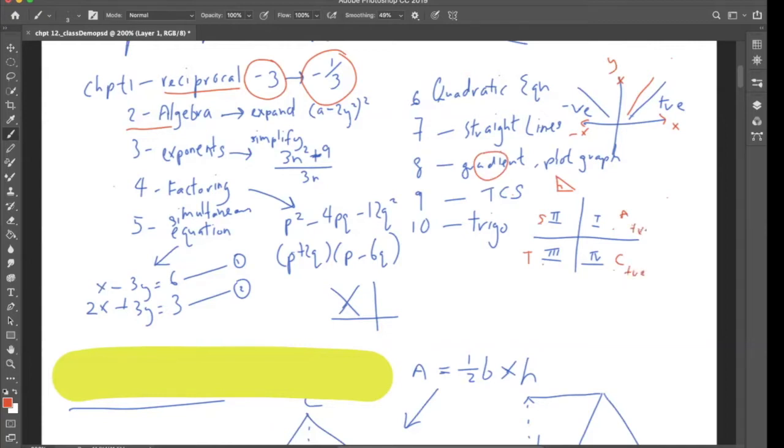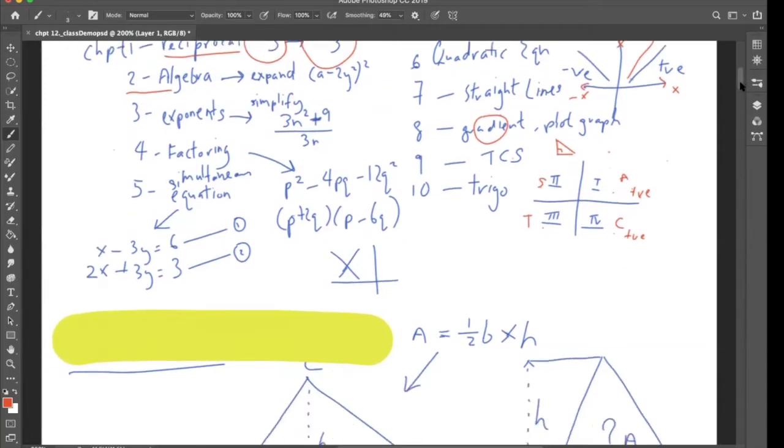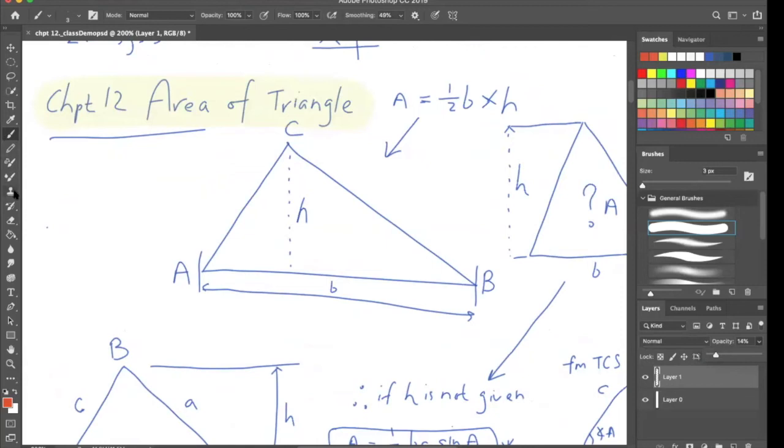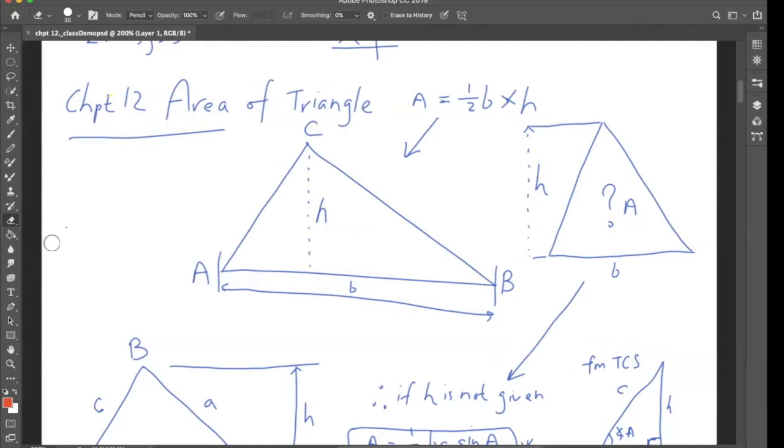Okay, so I'm just trying to recap all the 12 chapters because we are at the very last chapter already. So what we're going to do next lesson is we're going to do all the revision questions from chapter 1 to chapter 12. This is to prepare you for your exam. Do you understand? Okay, so today we're going to do the chapter on area of triangle. Chapter 12, area of triangle, is the last chapter.